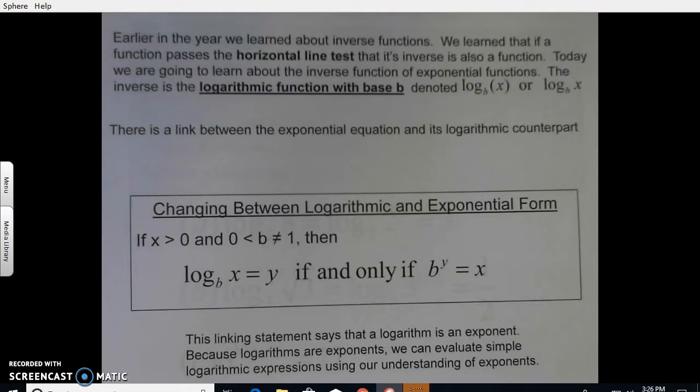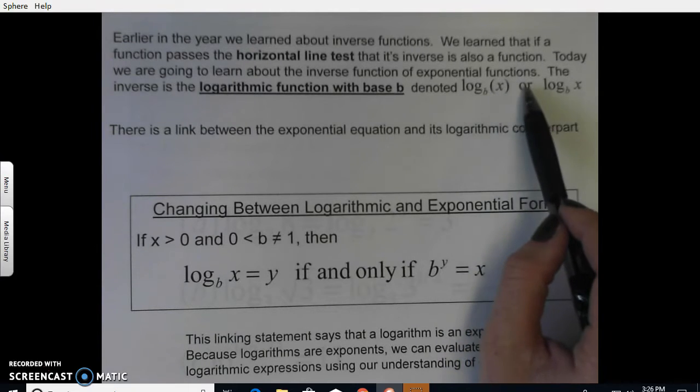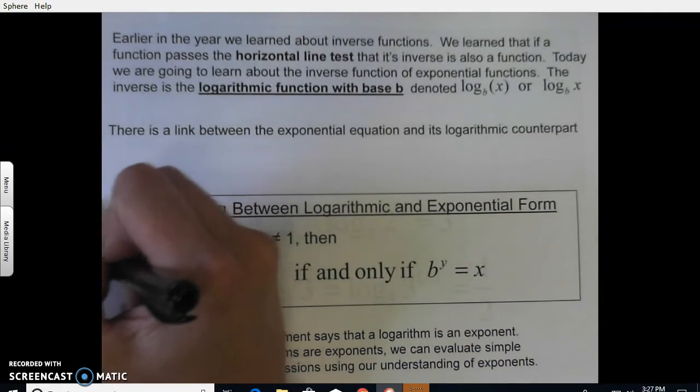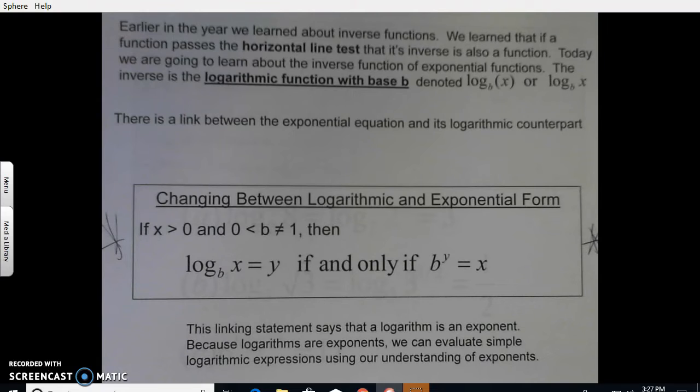The inverse of an exponential function is called the logarithmic function with base b. And we write that as log base b of x. So we have a link between exponential equations and the logarithmic counterpart. This is the most important part of our presentation, and we need to be able to know the difference between logarithmic form and exponential form.